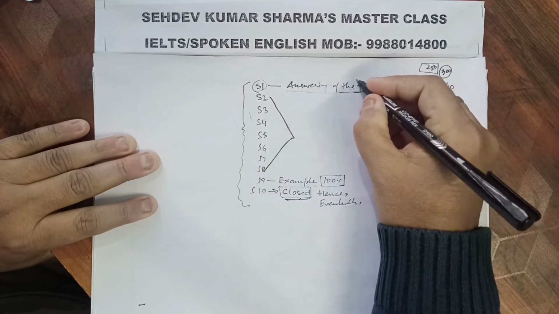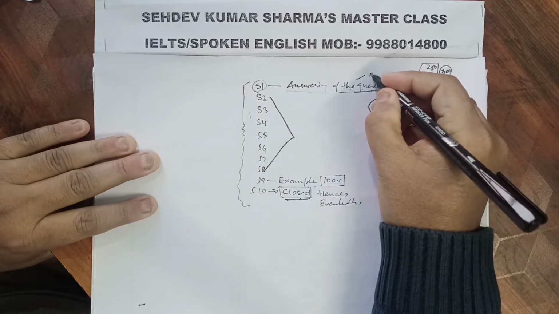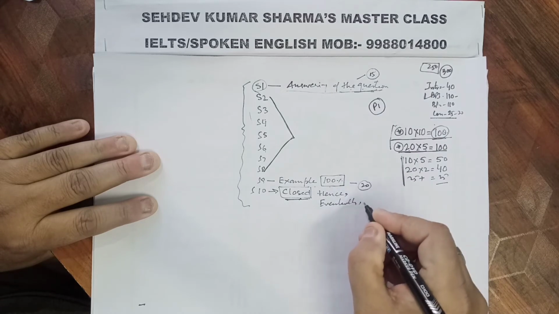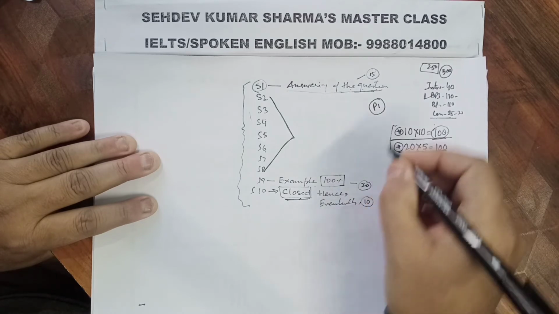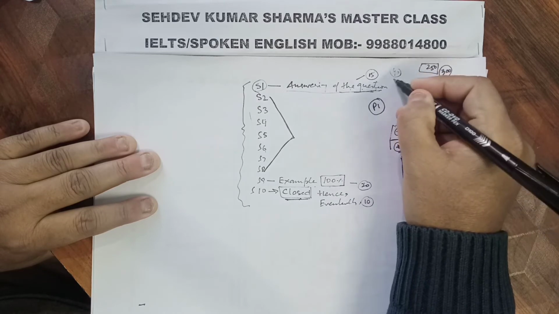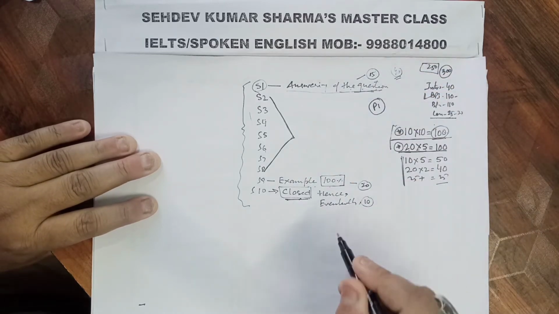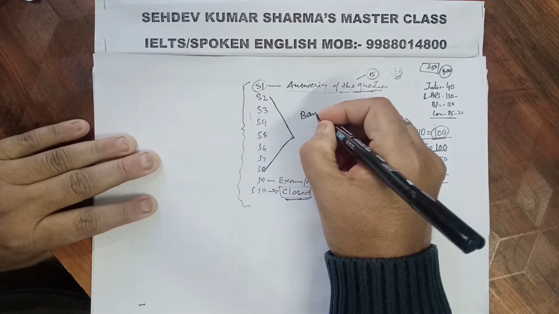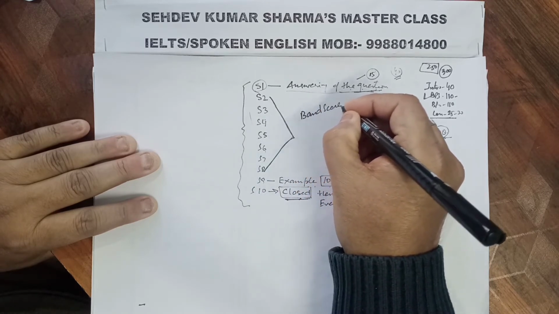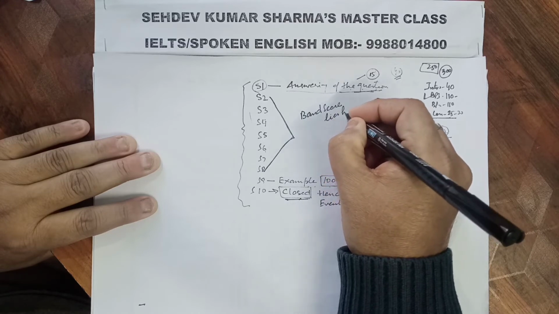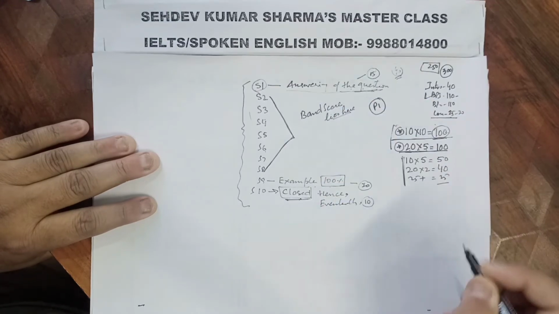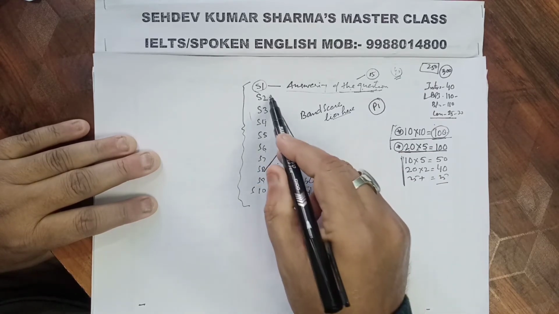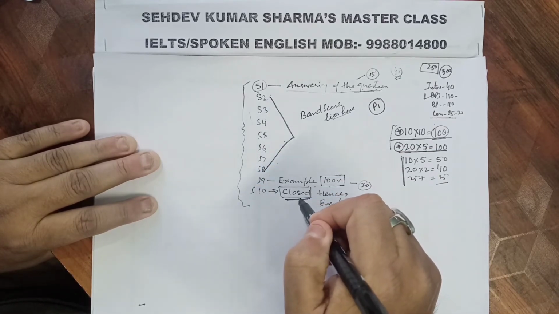Your first sentence takes around 15 words, your example can take 20 words, your closing can take 10 words, so around 45 words you have already consumed generally. Okay, this is the main zone where your band score lies. This is the zone which should be very strong. In this zone you are going to impress the examiner.